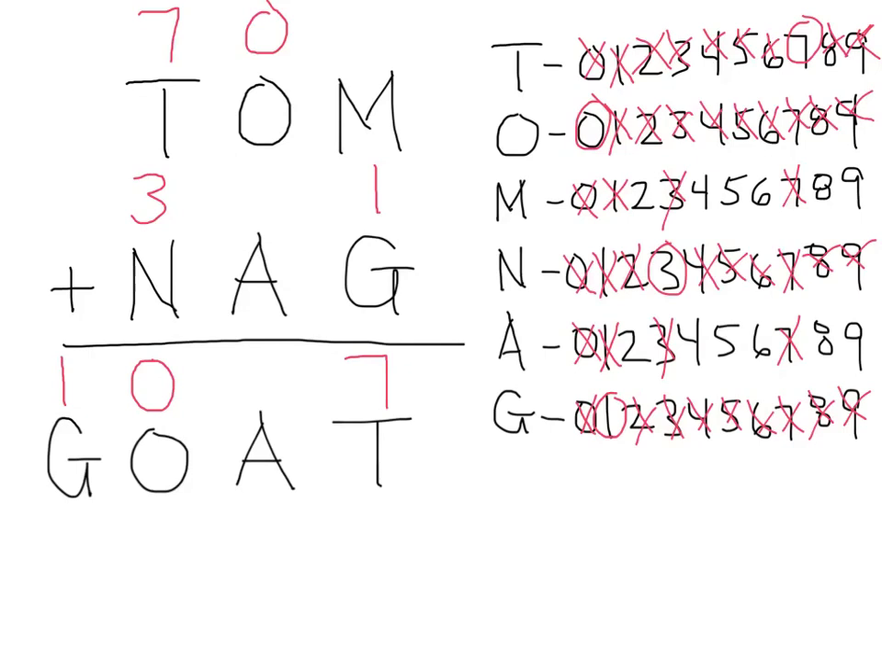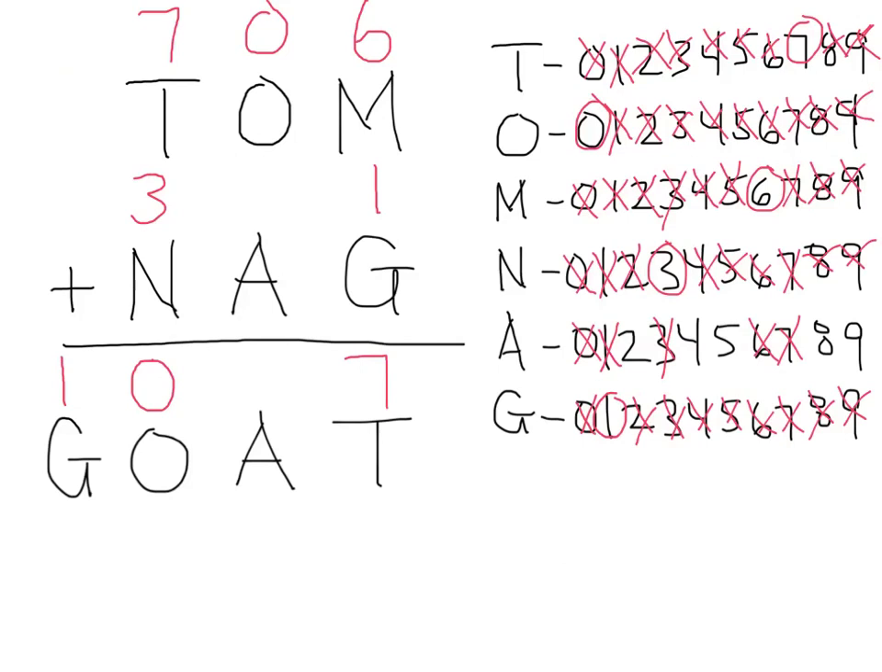Alright, let's look at that M up there. M plus 1 has to equal 7. So that means that M must be 6. Right? Because 6 plus 1 equals 7. So M is 6. Cross out the other possibilities. I know that A can't be 6. Okay, excellent.